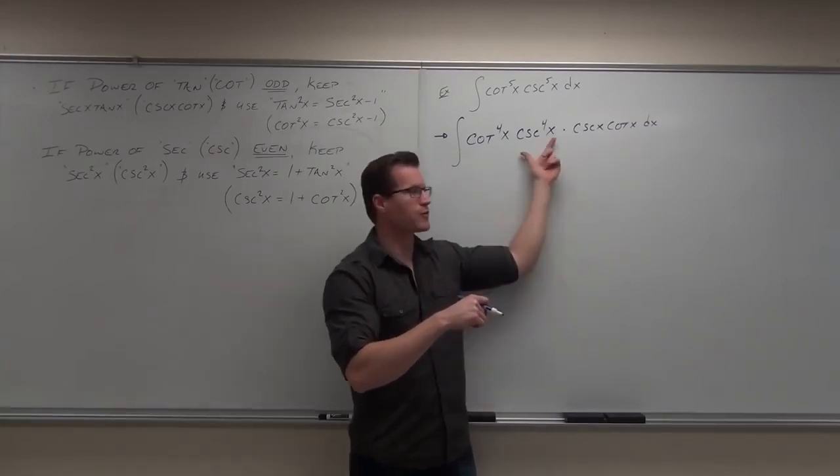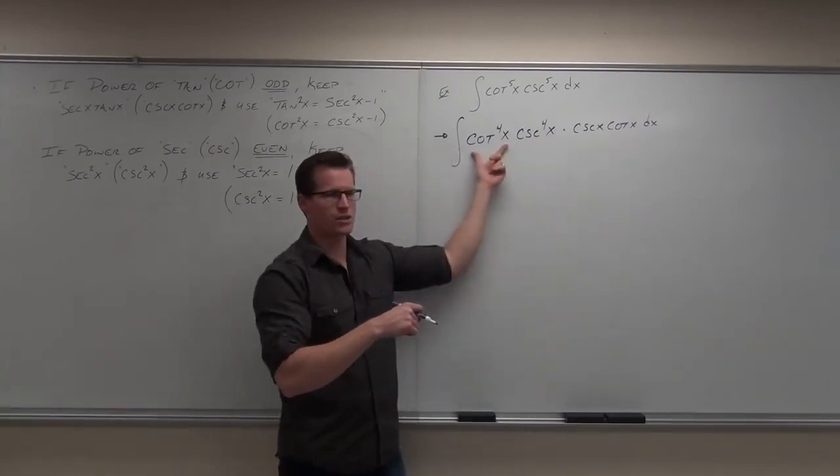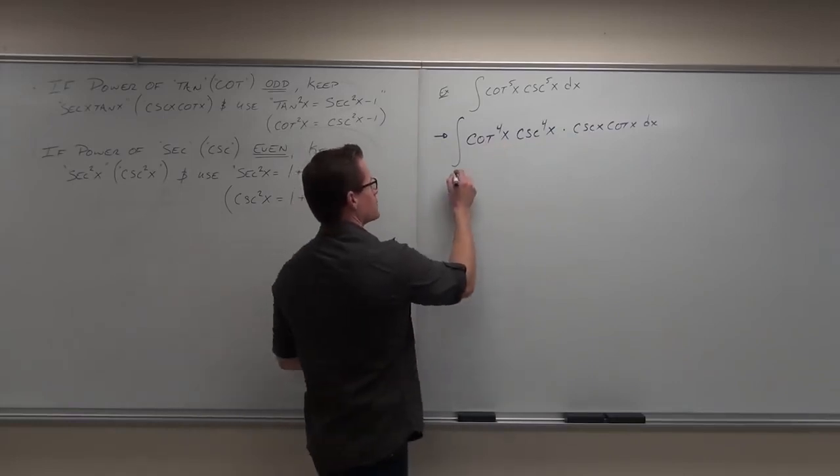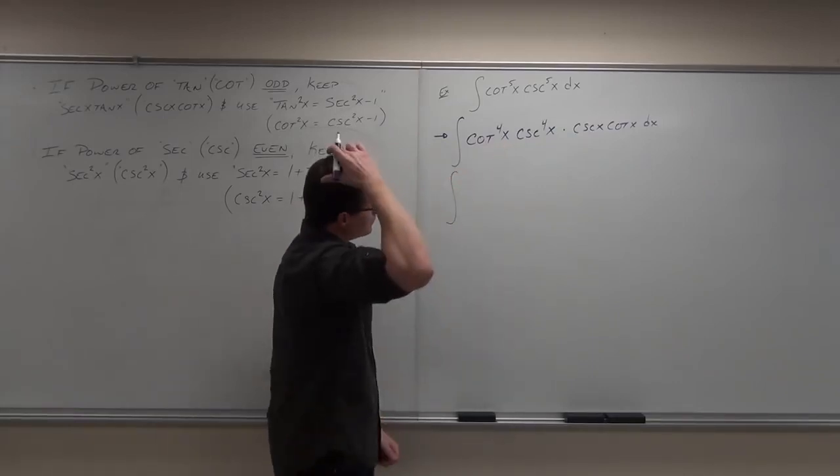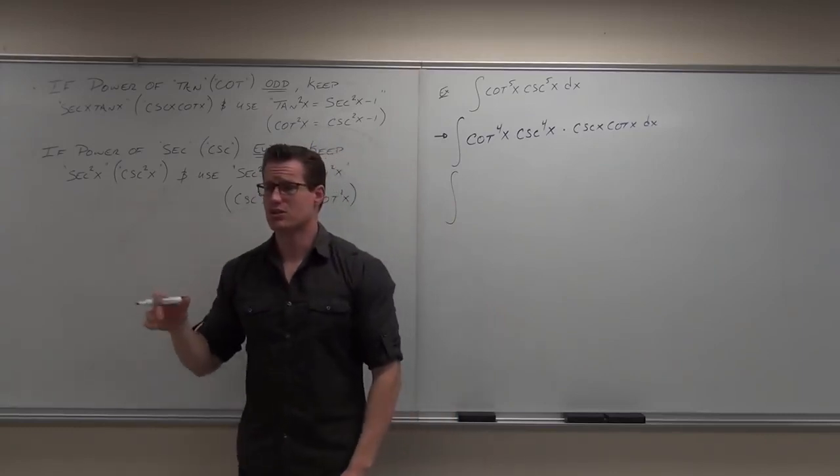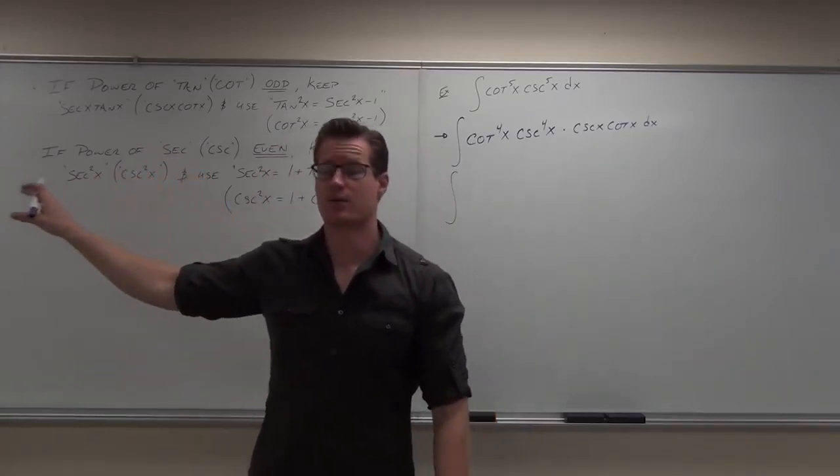So, change cosecant? No. The derivative of cosecant is this. Change cotangent? Yes. So in our case, we've probably got to write it a little bit differently. Cotangent to the fourth is not our identity. How can I rewrite that, please?